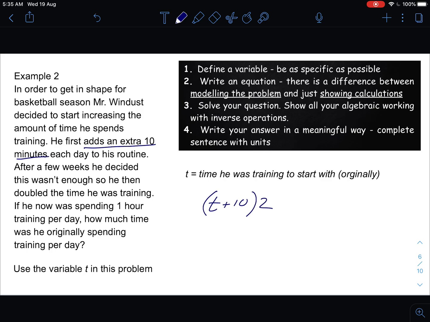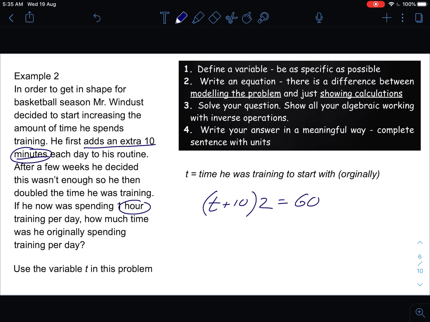So after I add 10 minutes and then double it, I'm going to be training for 1 hour. Now you don't want to go equals 1 because 1 is in hours, and up here I'm talking about the number of minutes. So I need to make sure I'm using the same units. So I'm going to put in 60 for the number of minutes. So that would be my equation that I work with.